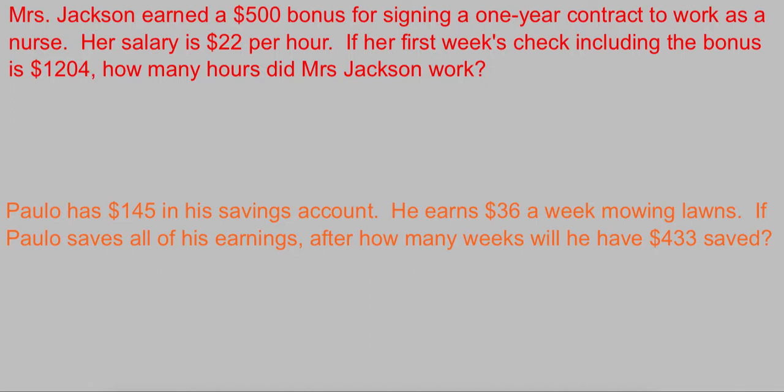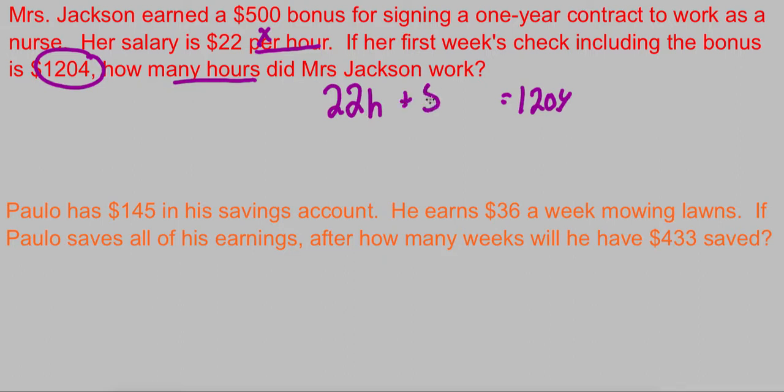So our total whole amount is $1,204. That's what it's going to be equal to. Step 2, your variable. We want to know how many hours she worked, so that's going to be my H. And that per hour is really code for 22 times the number of hours, so I'm going to do 22H. Now I'm going to address the extra information. She's also getting that additional $500 bonus, so that's going to get added to her total.